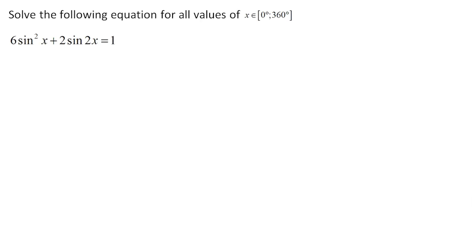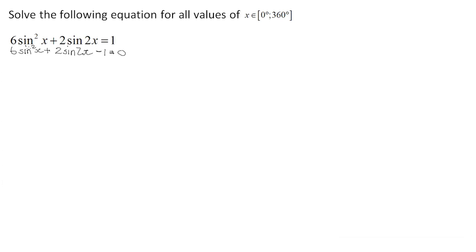Solve the following equation for all values of x, which is an element of 0 and 360. That means we need to focus on all 4 quadrants, and we need to keep that in mind. So the very first thing is, if we need to solve an equation, your right-hand side must always have a 0. So we're going to say, okay, 6 sine squared x plus 2 sine 2x minus 1 is equal to 0.